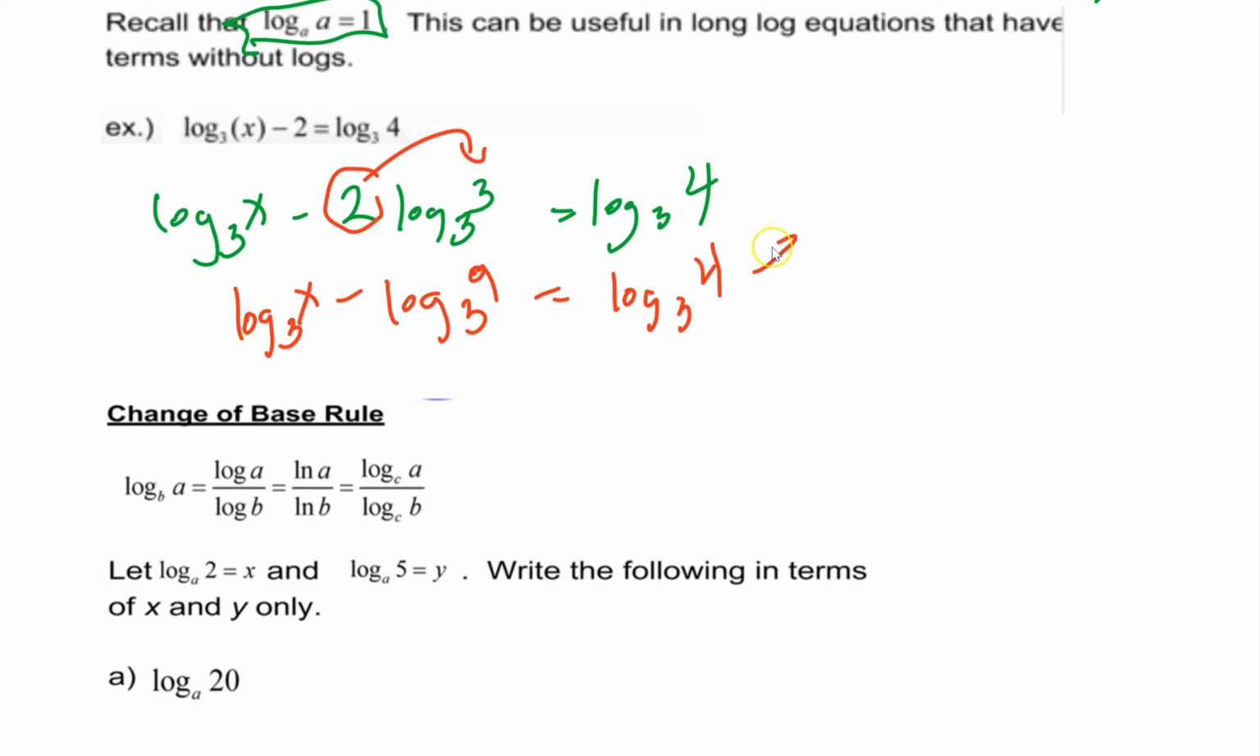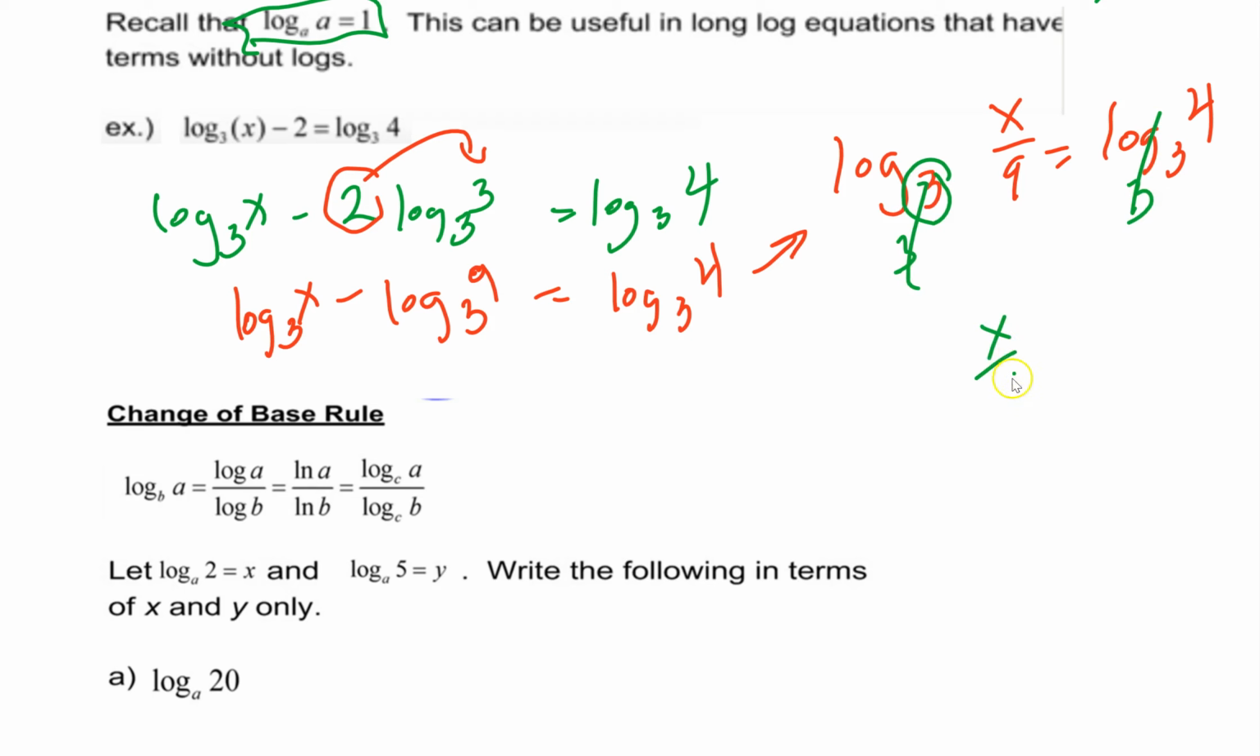Minus means divide. So log 3x over 9, that's the way that works. Log 3, 4. Remember the way we cancel out a log is you look at the base and take that to both sides. So these cancel and these cancel. X over 9 equals 4. Times by 9, x equals 36.